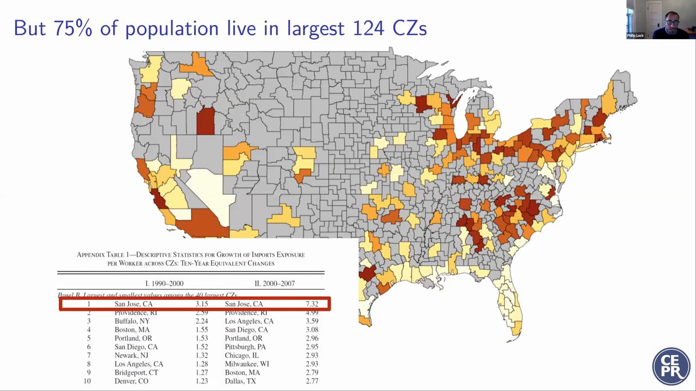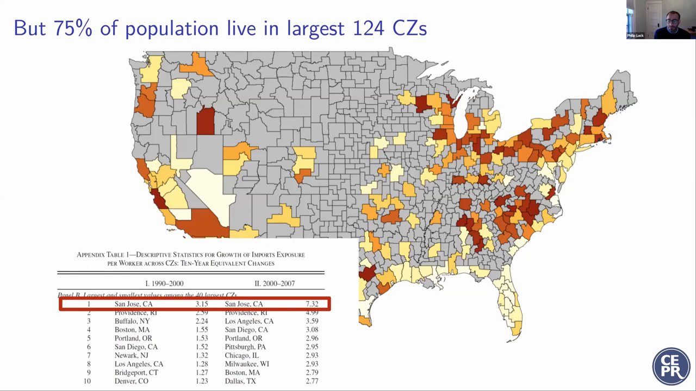75% of the population in the US is concentrated in only 124 of these commuting zones, where there are 722 in our sample. And among these large commuting zones by population, the shock is not necessarily distributed the way that I think people might have thought. So this is just an appendix table from Autor-Dorn-Hanson, which shows that among large, highly populated areas, the largest shocks are actually in areas that have done relatively well following the China shock. So San Jose, Providence, Los Angeles, San Diego.